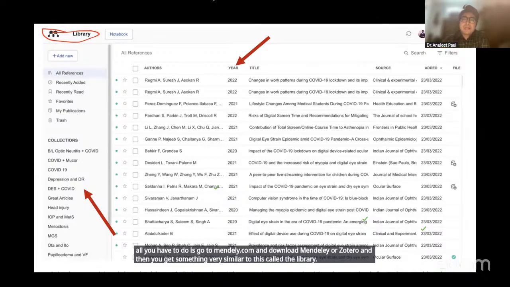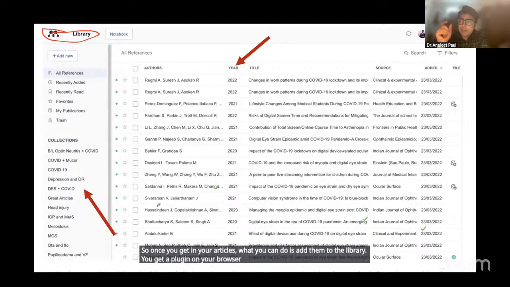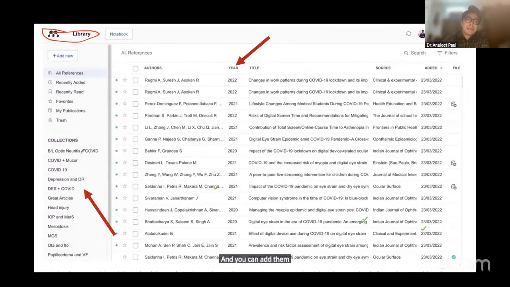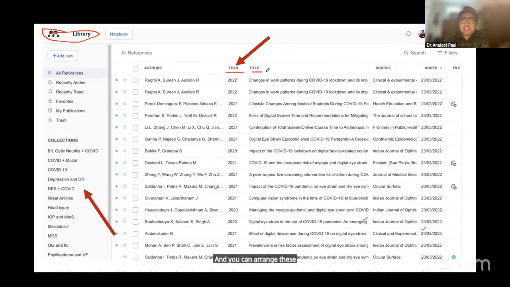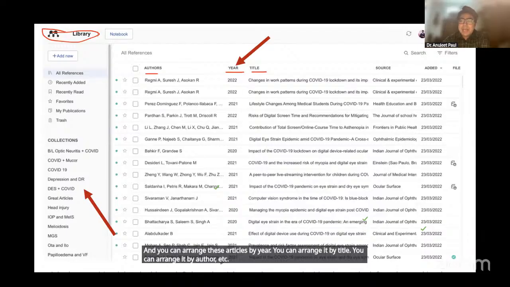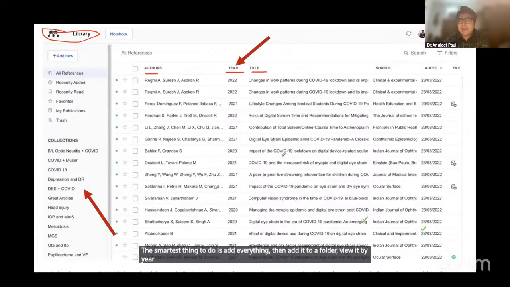Once you get in your articles, what you can do is add them to the library. You get a plugin on your browser, whether that is Chrome, Safari, Firefox, and you can add them. You can convert them and create some files. These are all the files of articles that I have decided to work on, and you can arrange these articles by year, by title, by author, etc., and go through it. The smartest thing to do is add everything, then add it to a folder, view it by year, and start finding the differences.